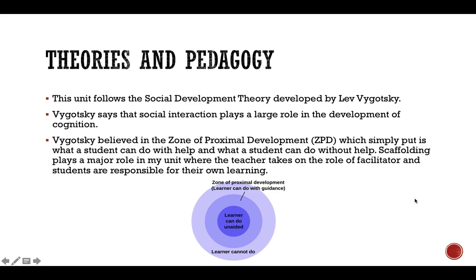The theories and pedagogy. The unit follows the social development theory developed by Lev Vygotsky. Vygotsky says that social interaction plays a large role in the development of cognition. Vygotsky believed in the zone of proximal development, or ZPD, which simply put is what a student can do with help and what a student can do without help. Scaffolding plays a major role in my unit where the teacher takes on the role of facilitator and students are responsible for their own learning.